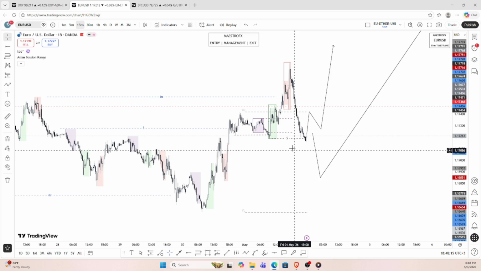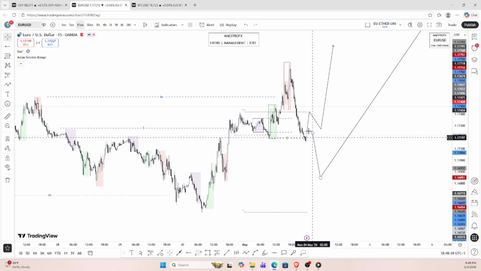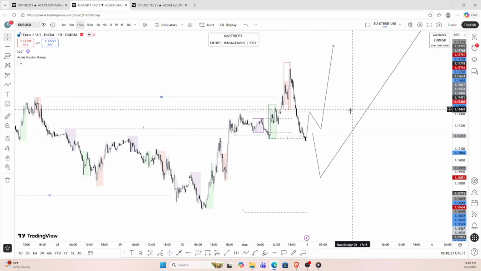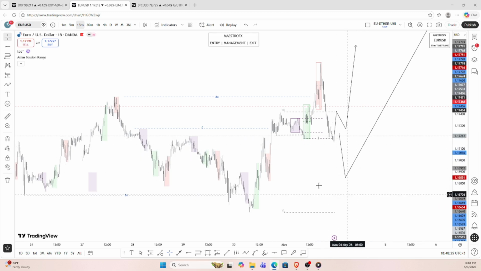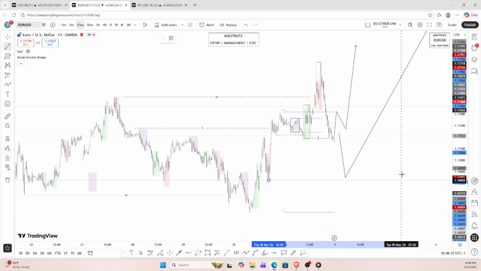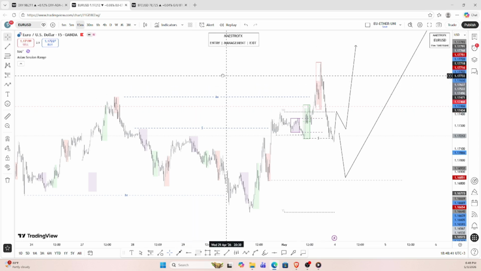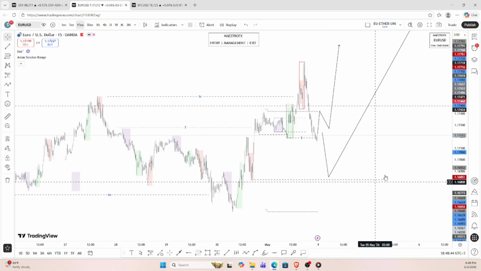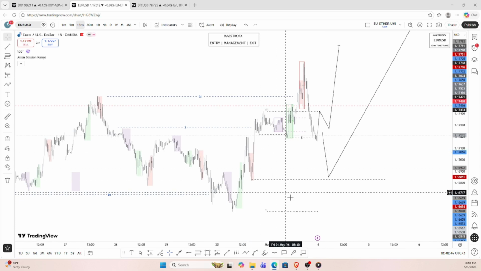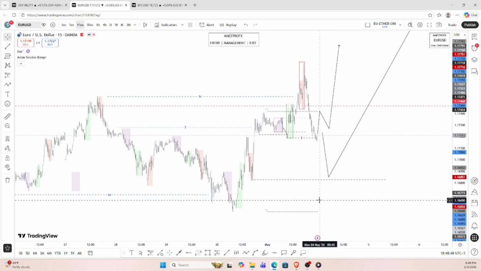So I anticipate that we will correct lower before we start up again. So probably to this demand zone, maybe take this liquidity, maybe take this internal liquidity, but we shall see. Like I told you, I'm not so big in this market. Usually I react to this market, and the market will always show you.